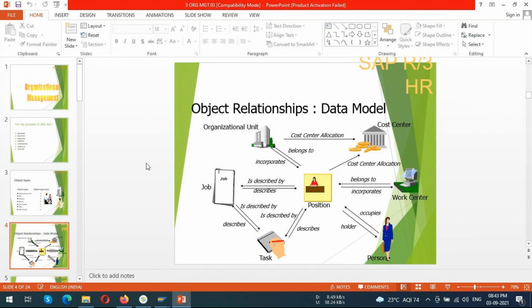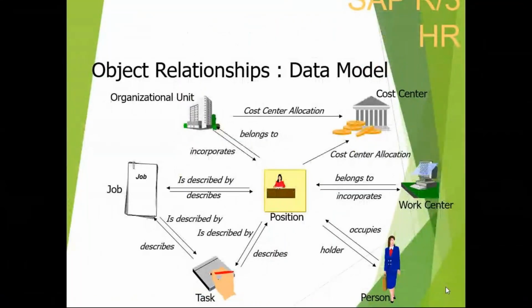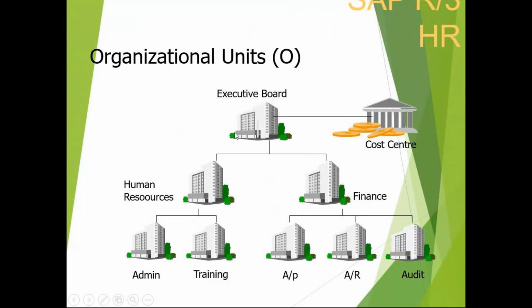Now let us see. This is the executive board, or board of directors, or corporate office, one of the units under which I'm going to create different departments and divisions. Here you have human resources, finance, sales, distribution, a number of divisions, and each division has its own departments. Departments again have sub departments.